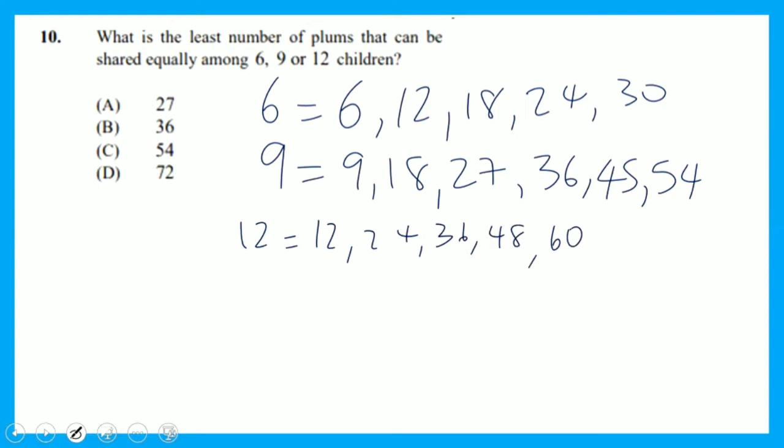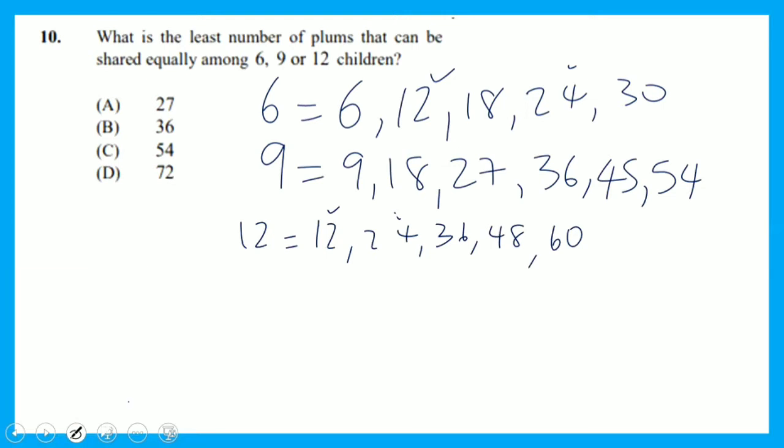A number that 6, 9, and 12 can go into. And you check, there's a 12 here, there's a 12 here, but nope, 9 can't go into that. There's 24 here, there's 24 here, but 9 can't go into that. A common one between 6 and 9 is 18, but 12 can't go into that without leaving a remainder. All right, so of course, you know that you need to try checking out some bigger numbers.